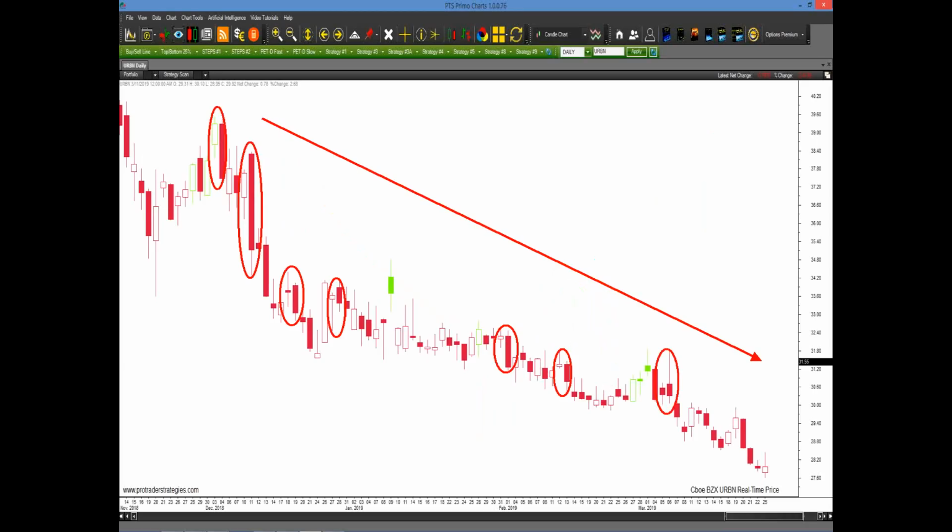Do you think you would have done well trying to look for a buying opportunity? Here was a bullish engulfing pattern right here. How well would that have worked out as the market went lower?